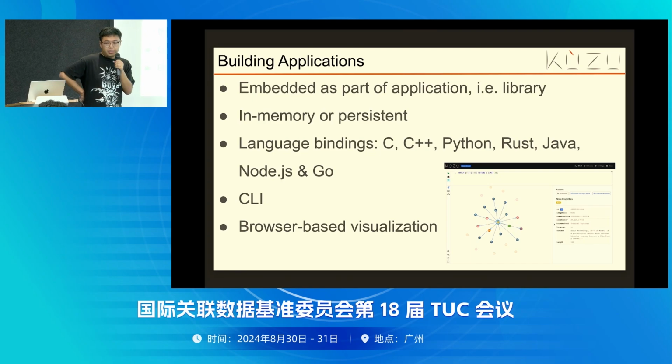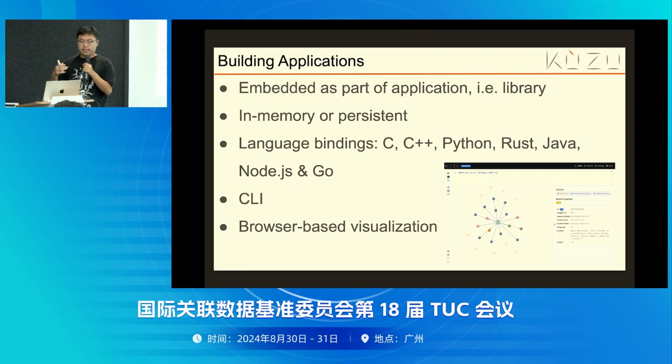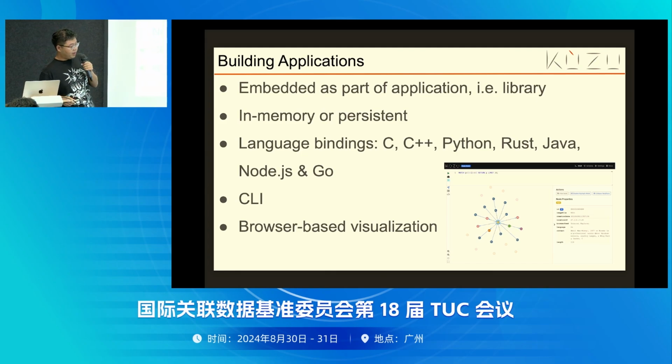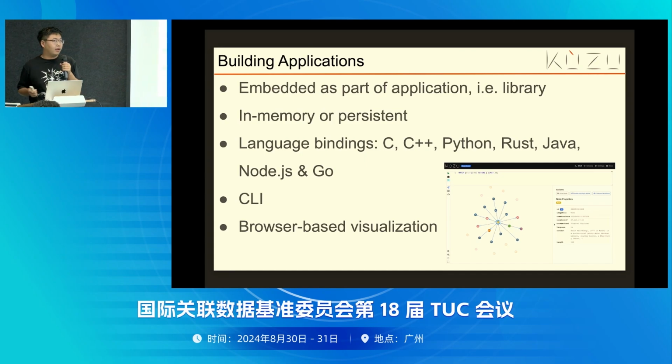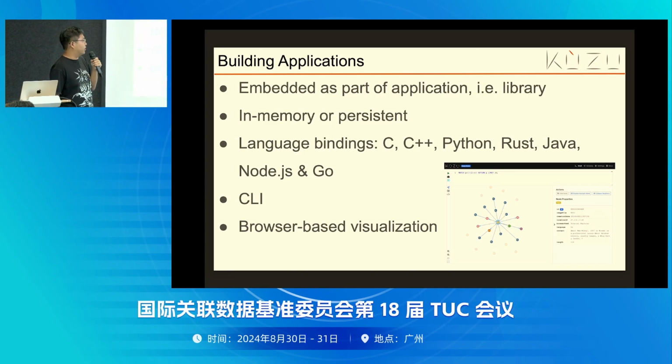In terms of building applications, as I said, Kuzu is an embedded graph database, so you can run Kuzu as part of your application, just like a library. We provide different operation modes, both the in-memory version and the on-disk version. You can choose either mode depending on the nature of your application.